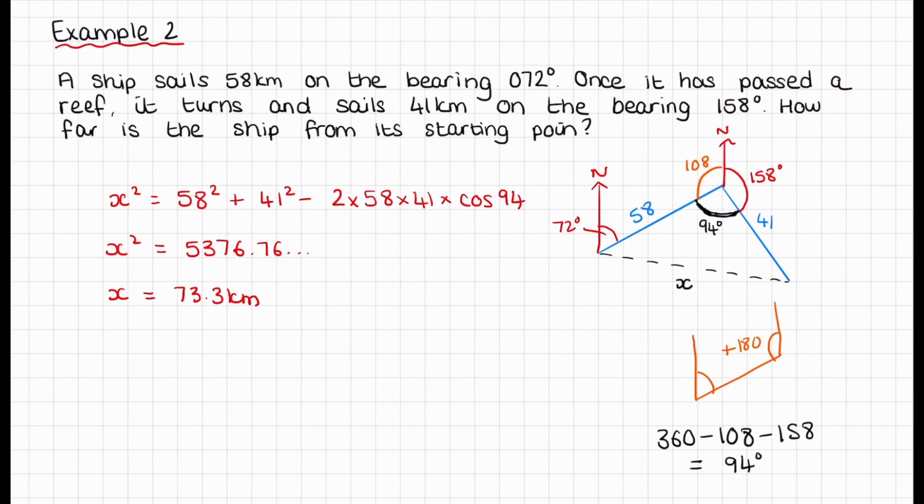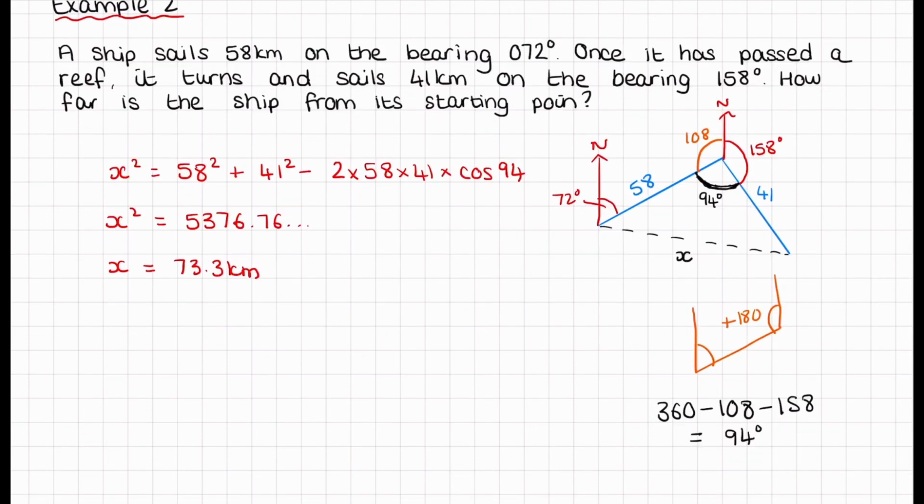Just a few little rules you have to remember, like that co-interior rule there. That one comes up quite often with bearings and helping you find out other angles. And then that is the end of our non-right angle trigonometry.